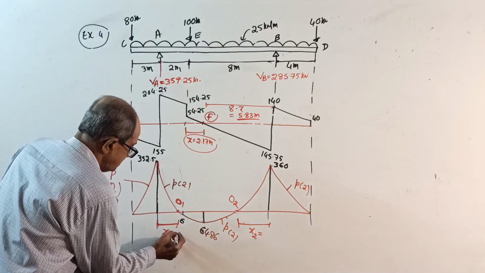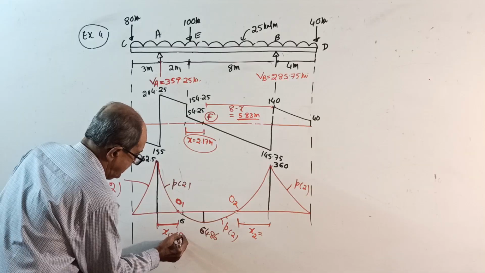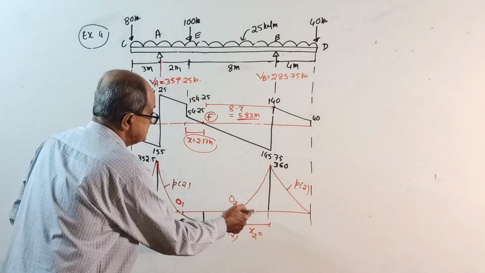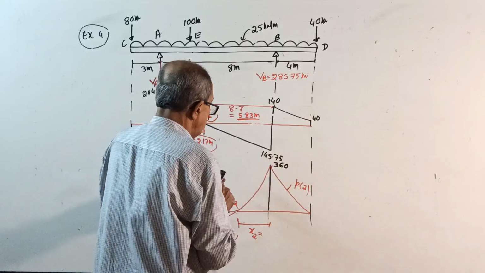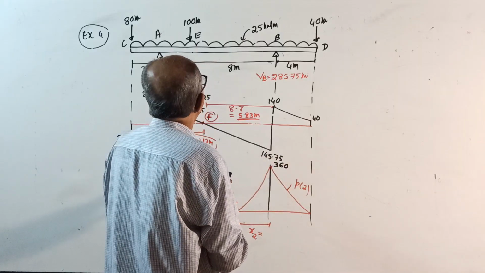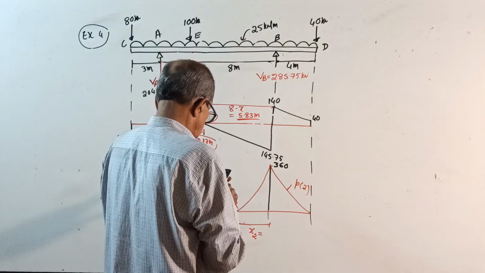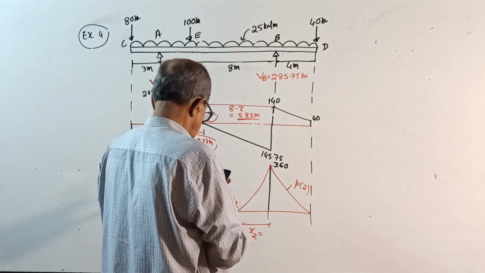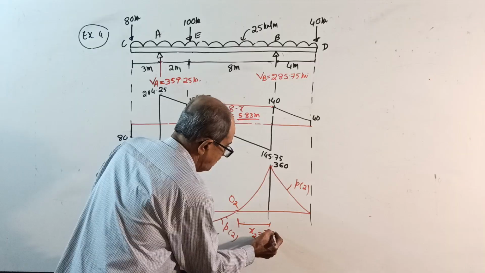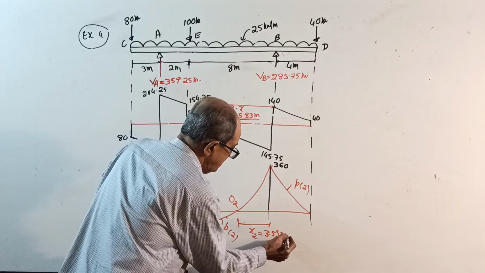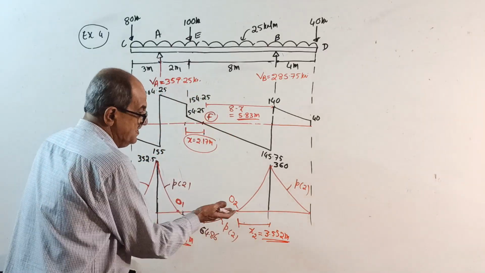.961 meter. .961 meter. X2. 360 and reaction 145.75. .552 meter. Okay, for me no problem. It's not a big issue for me. Getting this point, so many things I can do in calculator, this is nothing.